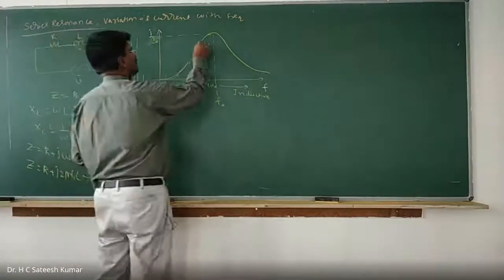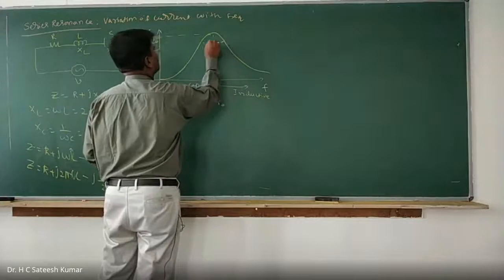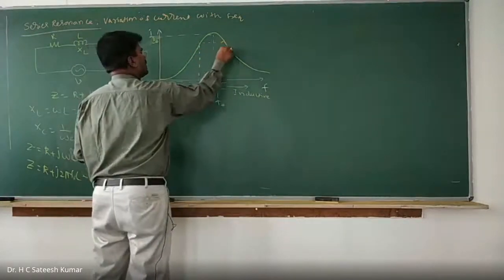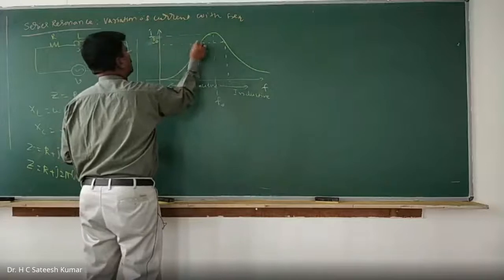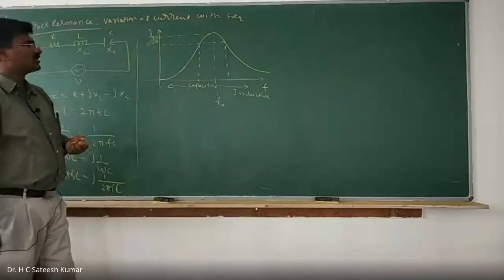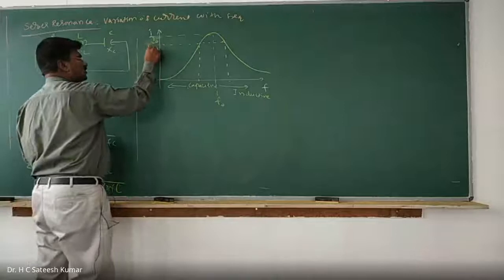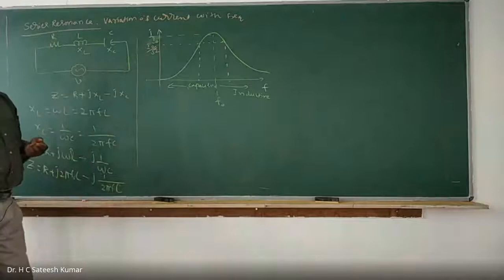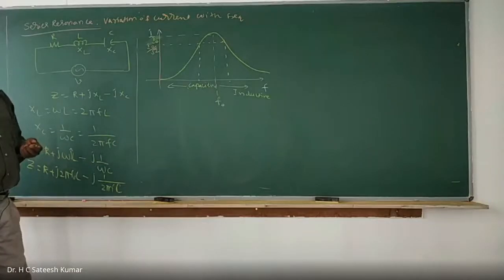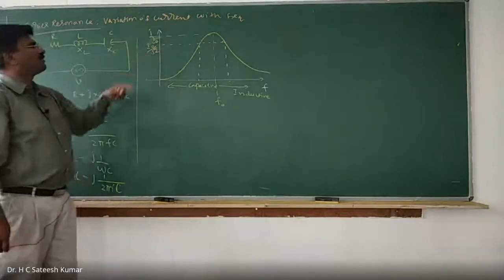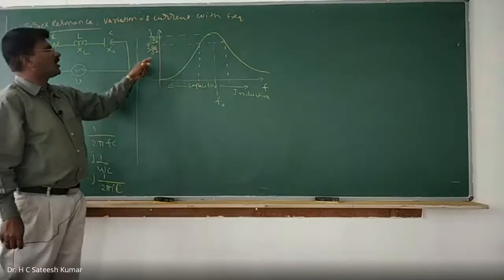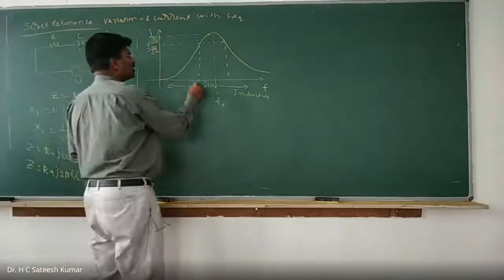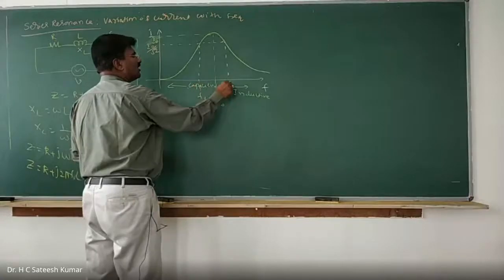Now let us consider a point wherein the current is reduced to 70% of the maximum value. 70% of the maximum value is I equal to I naught by root 2. 1 by root 2 is nothing but 0.707, which is 70.7% of the maximum value. When the current reduces to 70.7% of the maximum value, the frequency at that point we call F1, and this we call F2.